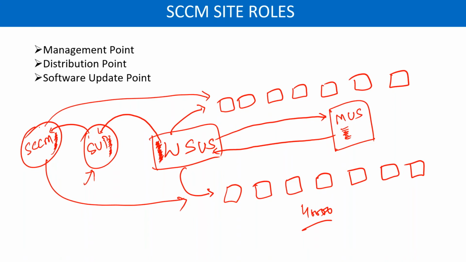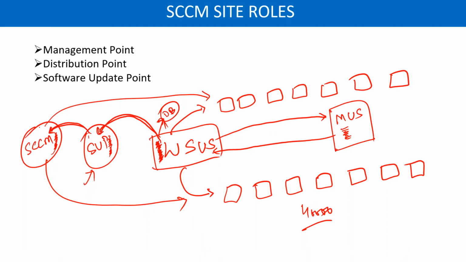And then WSUS will scan the computers. It will check how many systems are there, 40,000. How many updates are missing on these 40,000 computers? How many updates are already installed? How many updates are not required? It will then collect all the information and keep it in its database. WSUS will also have a database, and then it will pass on the information to SCCM basically.